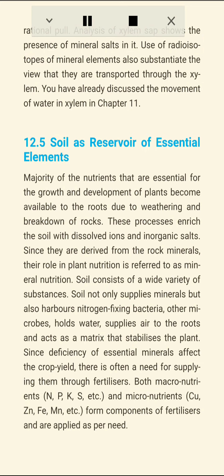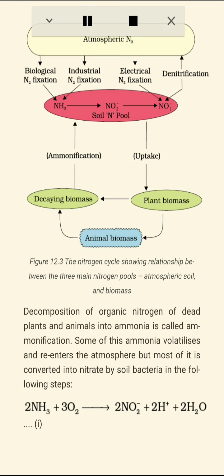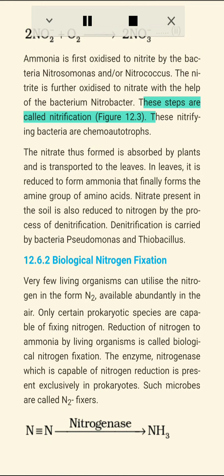Decomposition of organic nitrogen of dead plants and animals into ammonia is called ammonification. Some of this ammonia volatilizes and re-enters the atmosphere, but most of it is converted into nitrate by soil bacteria in the following steps. Ammonia is first oxidized to nitrite by the bacteria Nitrosomonas and/or Nitrococcus. The nitrite is further oxidized to nitrate with the help of the bacterium Nitrobacter. These steps are called nitrification, Figure 12.3. These nitrifying bacteria are chemoautotrophs.